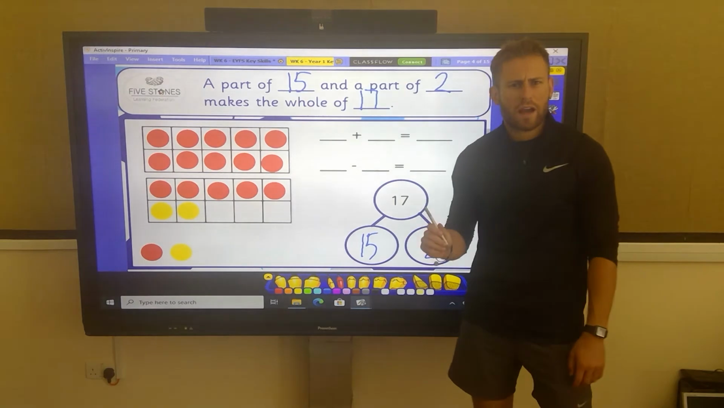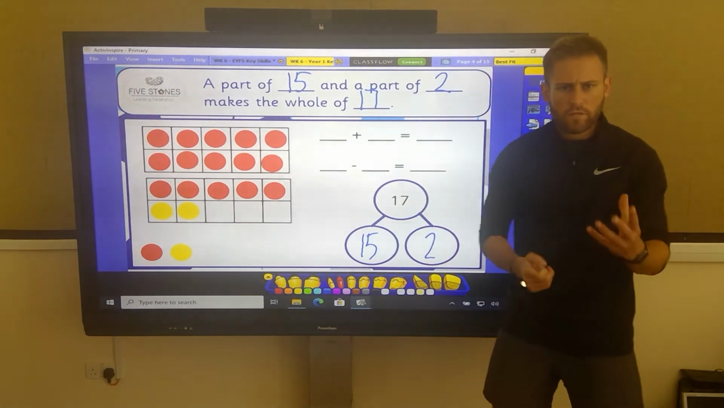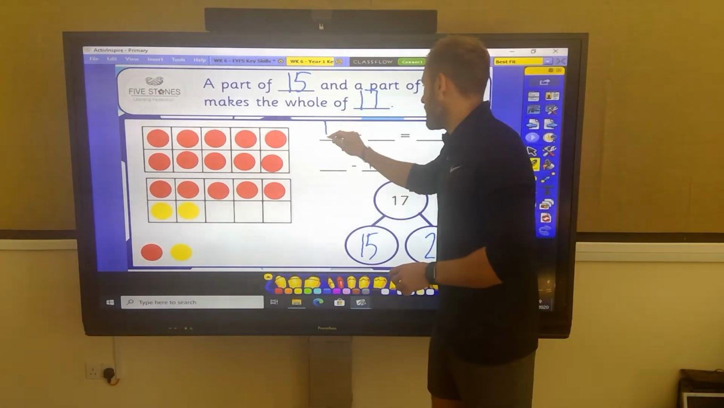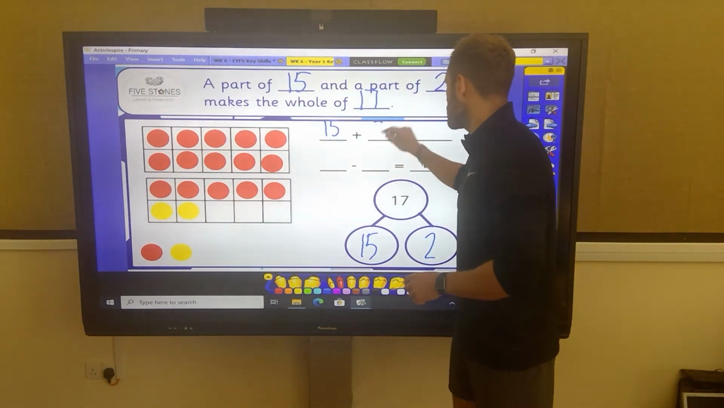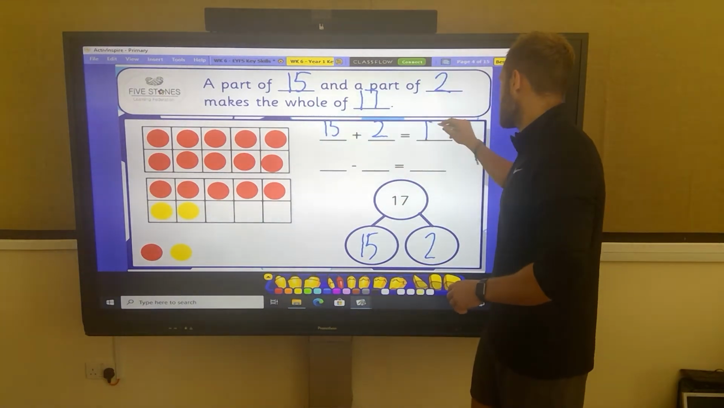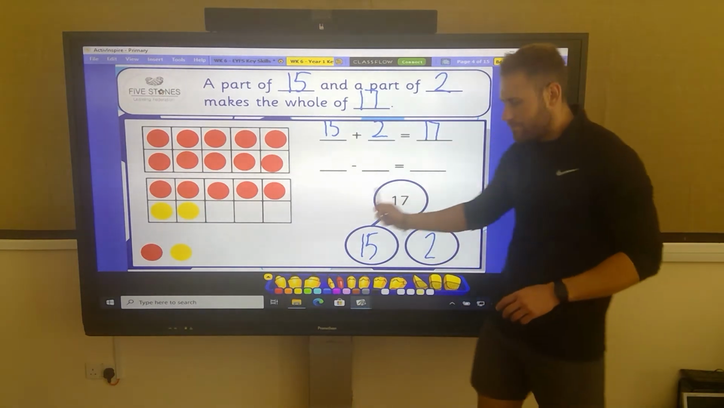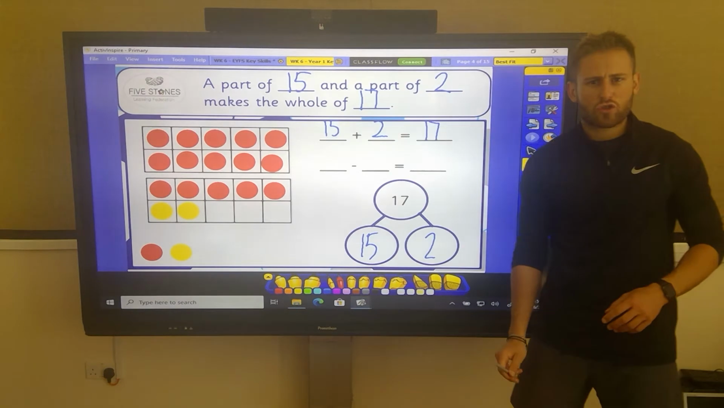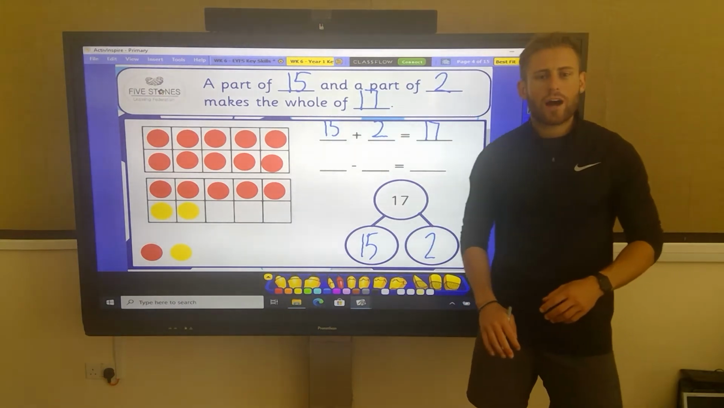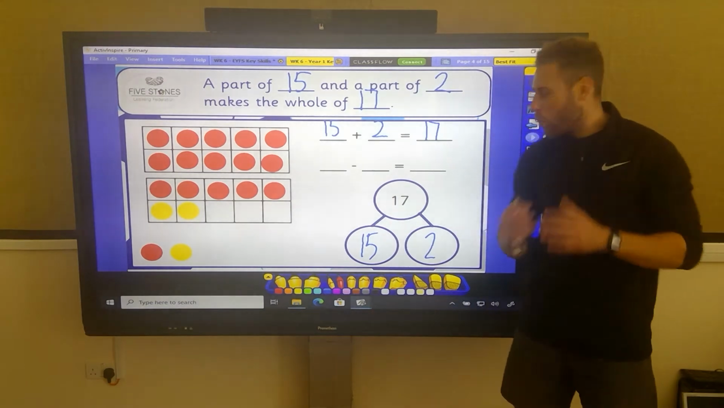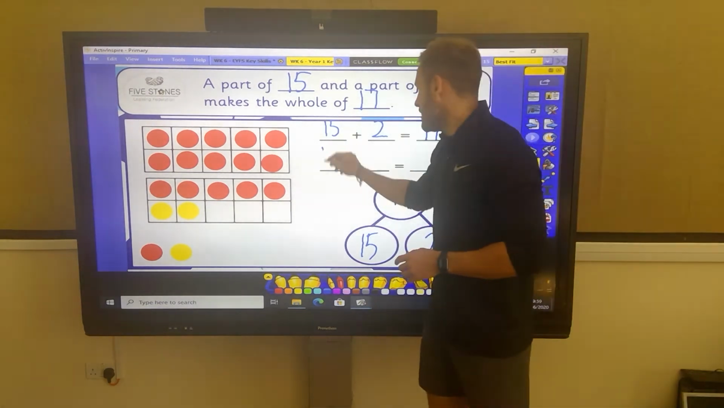So how can I write that in an addition sentence? 15 and 2 equals 17. 15 add 2 equals 17. Great work. But then, how can I write a subtraction? We must start with which number? The whole, don't we? We start with the whole, which is 17.